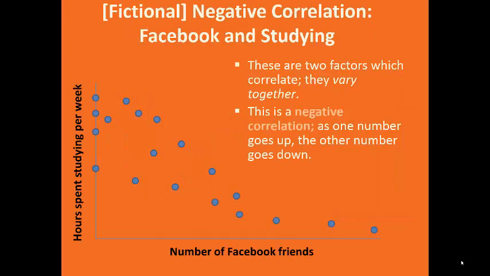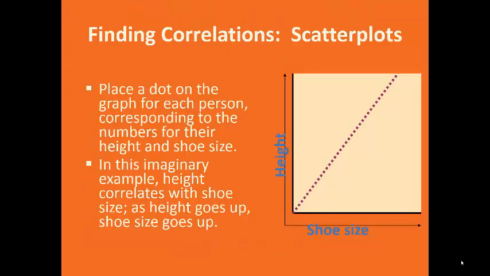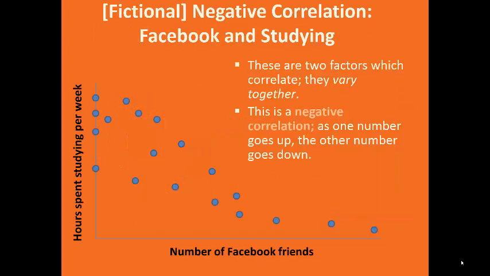A negative correlation, well, we'll talk about this in a second. A negative correlation is Facebook and studying. So the number of hours spent per week studying is on the y-axis. The number of Facebook friends is on the x-axis. And you'll see that the number of friends decreases significantly the number of hours spent studying. And if you draw a line through the middle of all those dots, you'll see that it's a negative correlation.